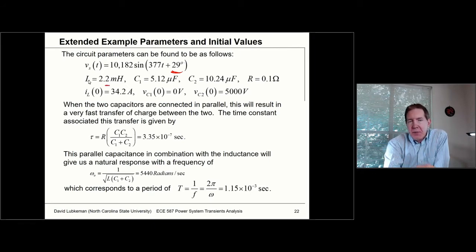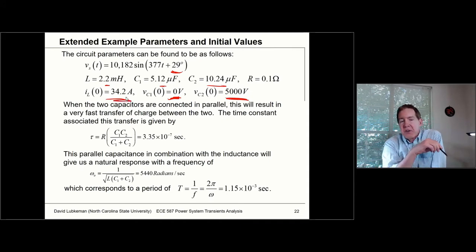The inductance turned out to be 2.2 millihenries. C1 and C2 are these values in microfarads. Remember that this is a single phase equivalent, so I'm taking those three-phase values and converting them to basically the legs of a Y equivalent capacitor bank. And then the initial values turned out to be that this was the capacitor voltage initial value for the switched in capacitor. This was the one for the capacitor already in the circuit. And that initial value of current for the inductor turned out to be 34.2 amps.